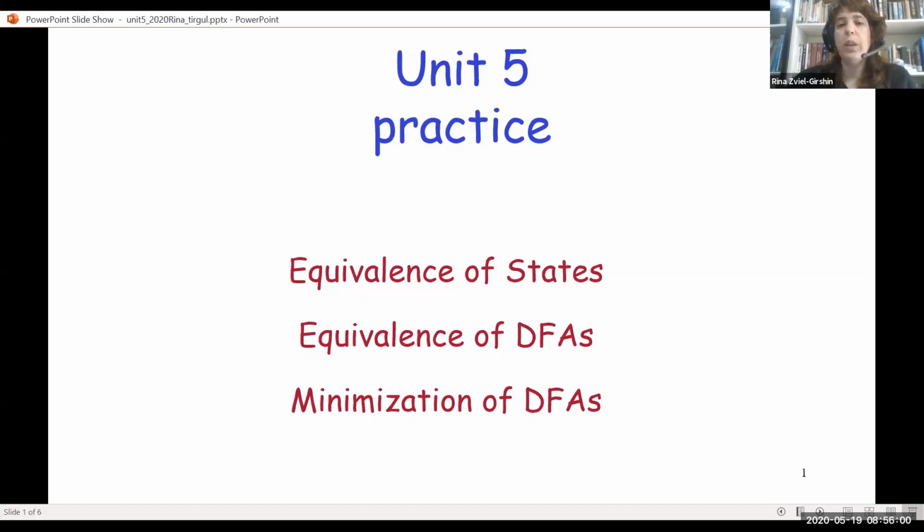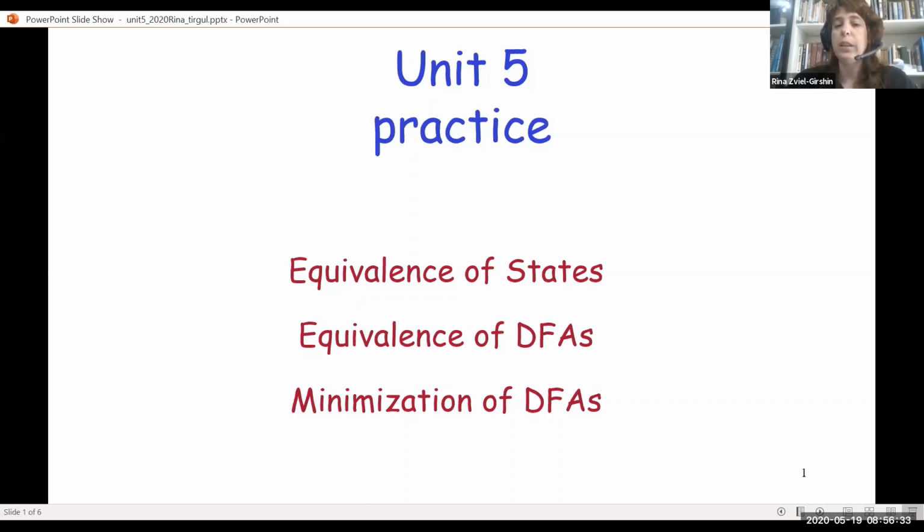Okay, guys, so we start with practice of unit 5, and it is actually a relatively small unit. The question was, how do we minimize our DFA? This question was asked already several times during the course, and the idea is to finally show you the algorithm. That was the whole idea behind lecture 6 and unit 5 that we studied.